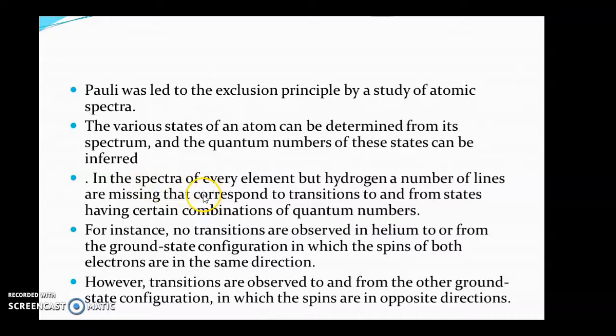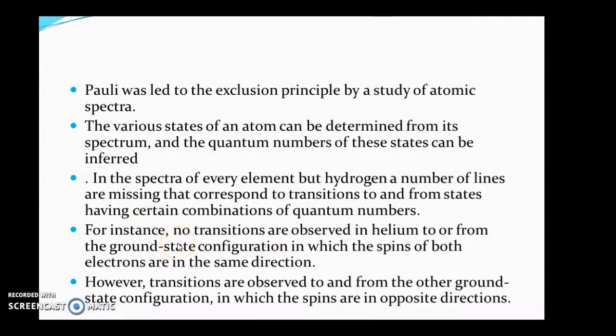Pauli could find that in the spectra of every element except hydrogen, a number of lines are missing that correspond to the transitions to and from states having certain combinations of the quantum numbers. In the hydrogen case there is only 1 electron, but for atoms having more than 1 electron, certain spectral lines that correspond to transitions to and from states having certain combinations of the quantum numbers are missing.